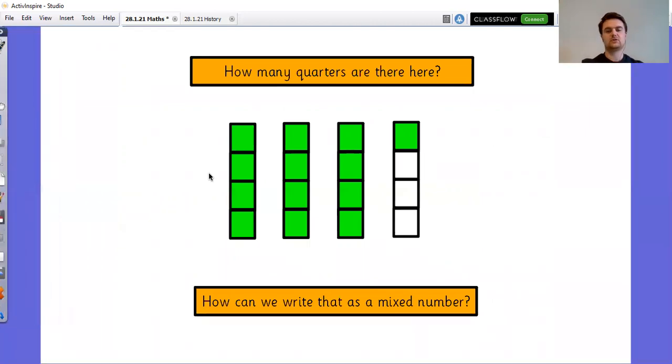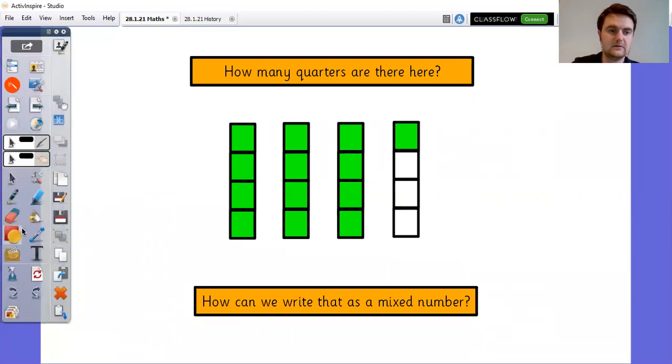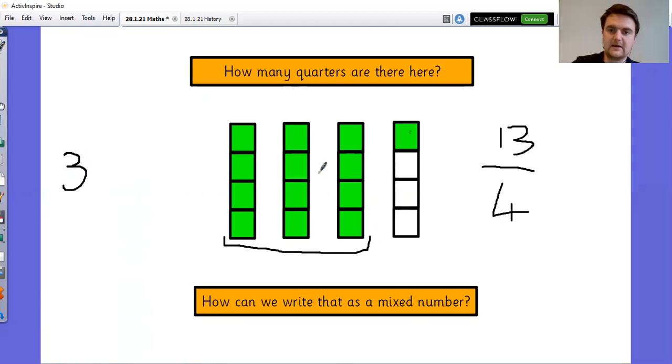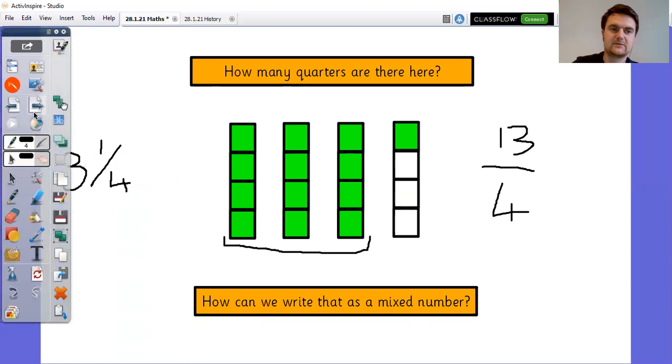So let's have a look here. This isn't chocolate anymore because it's luminous green, but how many quarters are here altogether? So we can see that we've got 1, 2, 3, 4. So each whole has been split into 4, which means that each whole has been split into quarters. And I've got 4, 8, 12, 13 quarters shaded in. So we can write that as 13 over 4, because each whole has been split into 4 equal parts, and we've got 13 altogether. Now, if I have a look at how many wholes we have, we've got 3 wholes and then 1 quarter. So that's how I can write it as an improper fraction and as a mixed fraction.